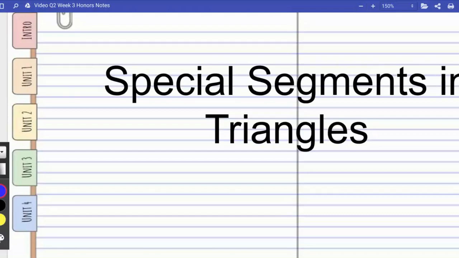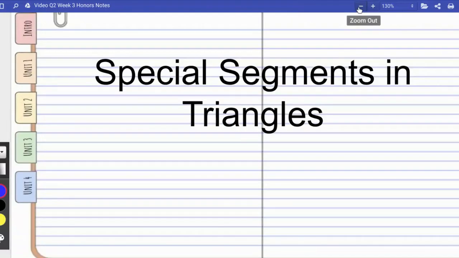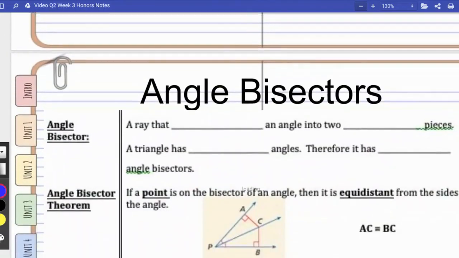About special segments in triangles. We have 5 different types of special segments that we'll cover today. We're just going to cover angle bisectors inside of triangles and perpendicular bisectors inside of triangles. Both of these things we've covered in previous units. Now we're going to throw it inside of triangles.